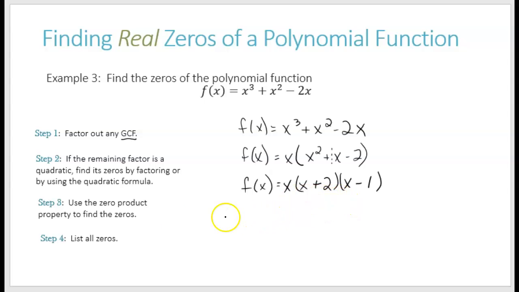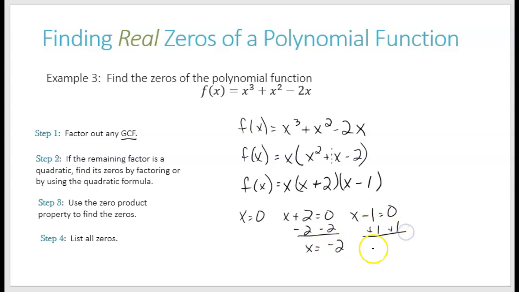So I'm all set. Now use the zero product property to find the zeros. That means I set each one of these things equal to 0, just like on the previous slide. And then I solve. This one's already solved. x equals 0. Subtracting 2 on both sides gives me x is going to be equal to -2. Adding 1 on both sides gives me x equals 1. Okay, so listing out all of my zeros, x would be -2, 0, or 1. And those are the zeros or the roots or solutions of the cubic function.